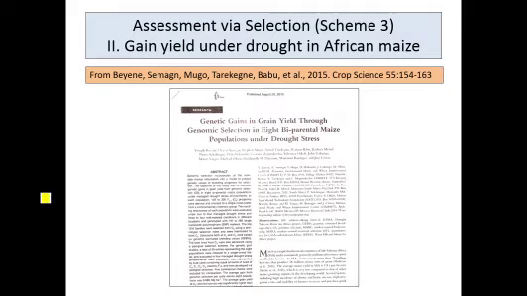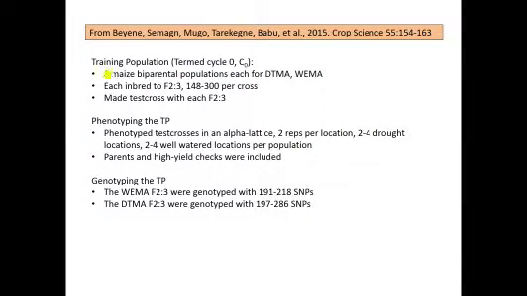Now look at another example of using scheme 3 to assess genomic selection, and this is looking at grain yield under drought in African maize. And here are our training populations, 8 maize biparental populations from the Drought Tolerant Maize for Africa program, and 8 more from the Water Efficient Maize for Africa program. And each of these biparental crosses, they generated anywhere from about 150 to 300 F2-derived families per cross, and each of those F2:3 families was test-crossed to a common tester.